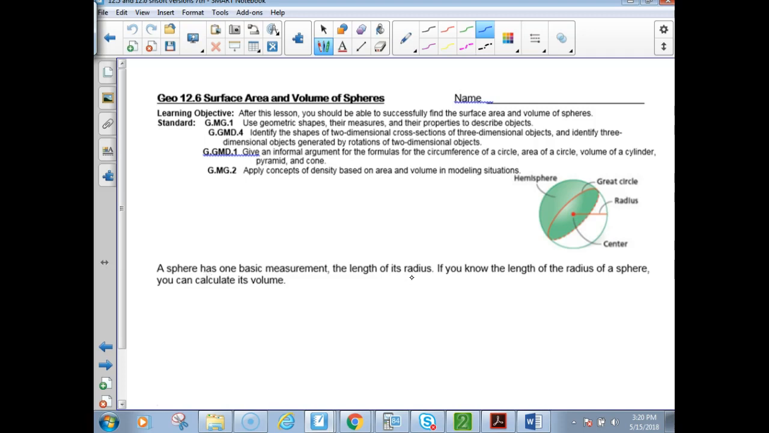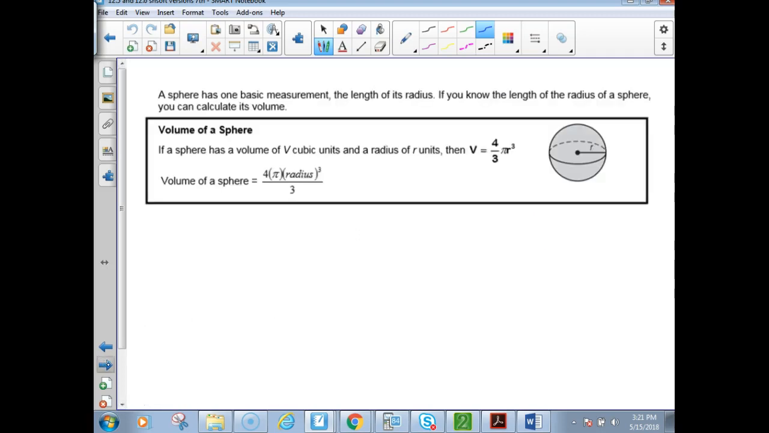Sphere, again, we already talked about, it has one basic measure of the radius. This is just a beautiful picture of the great circle, which is actually the biggest circle. What would this be on our Earth? Where's the great circle on Earth? The equator, yep. That's the equator. And then this is one hemisphere, and that's the other hemisphere. All right, so we've got our formula. You might just want to write down, we're going to do 4 pi r cubed divided by 3, and that's what it's going to look like on our formula sheet.